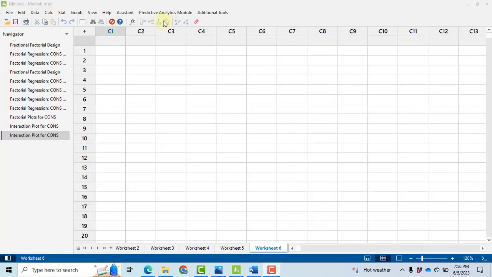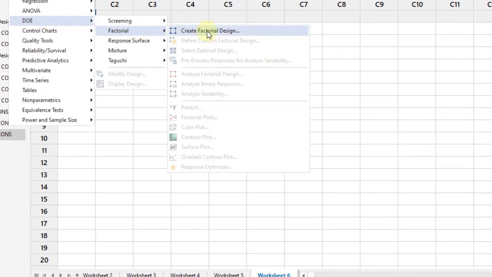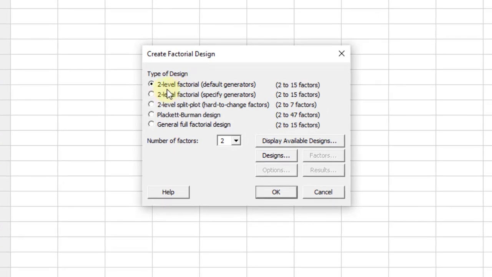So step 1, we have to make a factorial design. Click on Stat, then DOE, then Factorial, Create Factorial Design, in which we have 2-level factorial with default generators, the first option. Then we have to select the number of factors. We have 8 factors. Then click on Design.